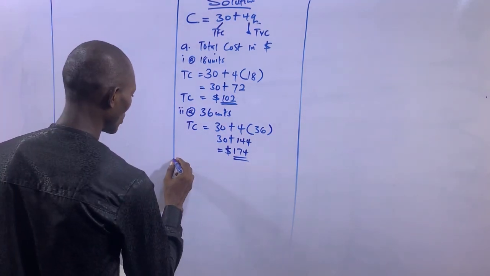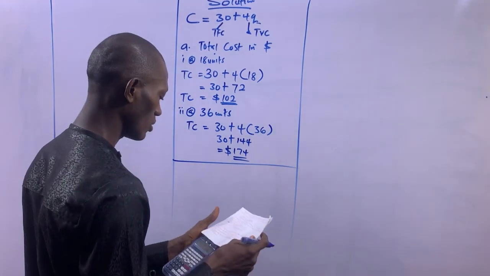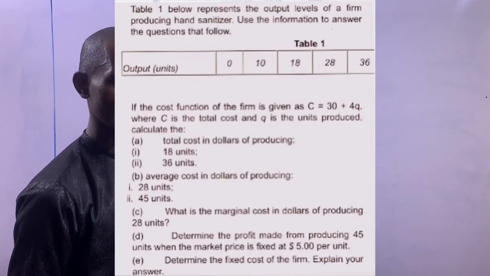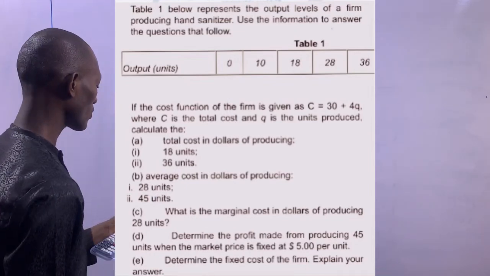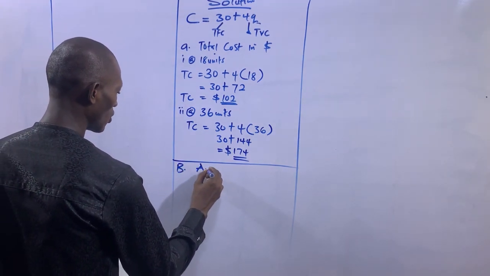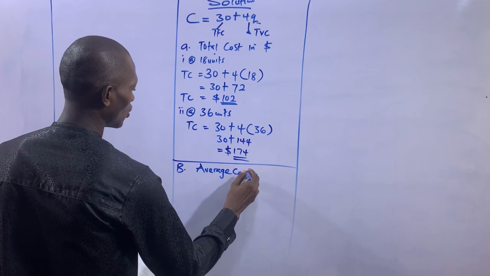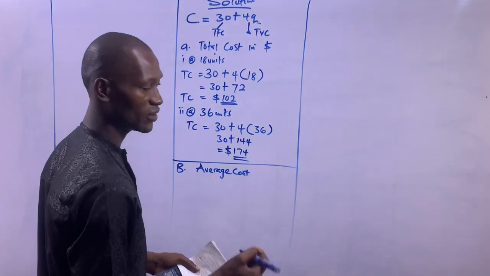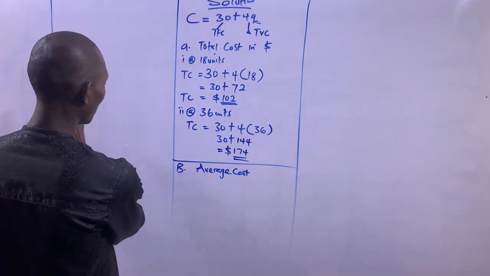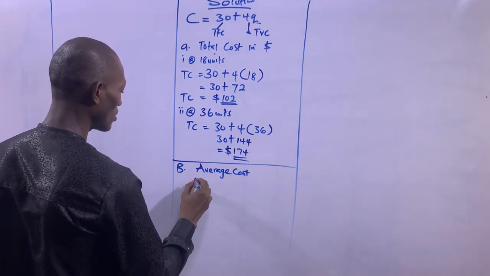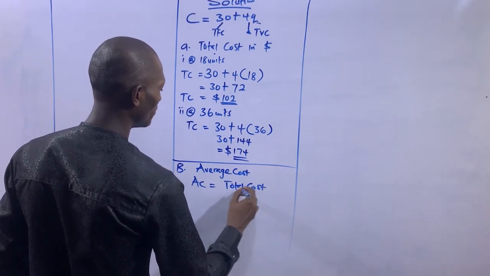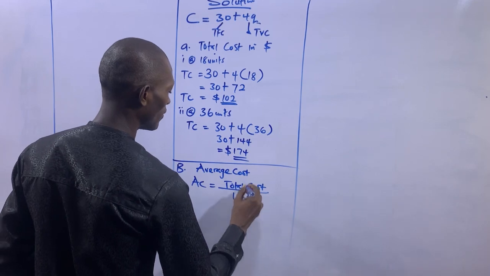Then the B part of the question now. Let's do that together also. The B part of the question says average cost in dollars of producing 28 units and 45 units. So for average cost, like we've established in the previous episode and in today's class, the first question we solved, the formula is total cost divided by units of output.